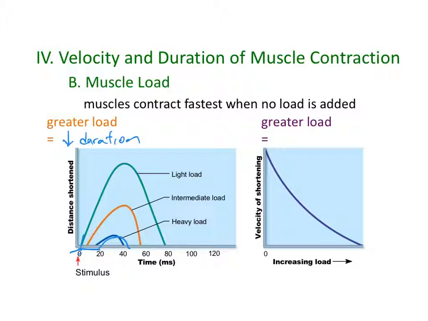In addition, greater loads also slow down the rate of contraction, so decreased speed of contraction. That's shown here where you have velocity on the y-axis, increasing load on the x-axis. And so as load increases, velocity slows down. This makes sense as well, because the higher the load, the longer it takes for the amount of force needed to move that load to increase, and so this slows down the rate of contraction.